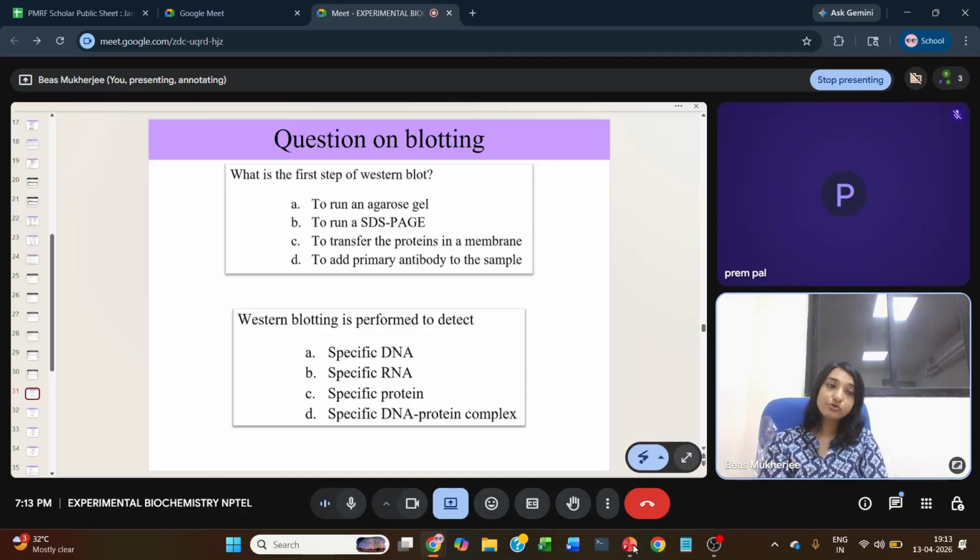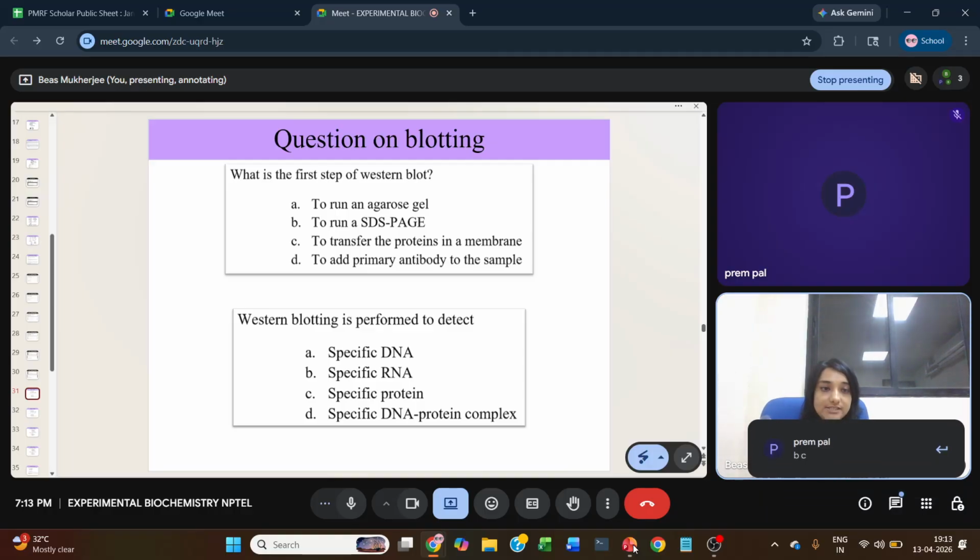Right, now we have more questions. Let's try to finish them up. So what is the first step of the Western blot? To run agarose gel, to run SDS-PAGE, to run proteins in a membrane, to transfer proteins in membrane, to add primary antibody to the sample. And Western blotting is performed to detect specific DNA, specific RNA, specific protein, specific protein-DNA complex. Which one? Very straightforward questions.